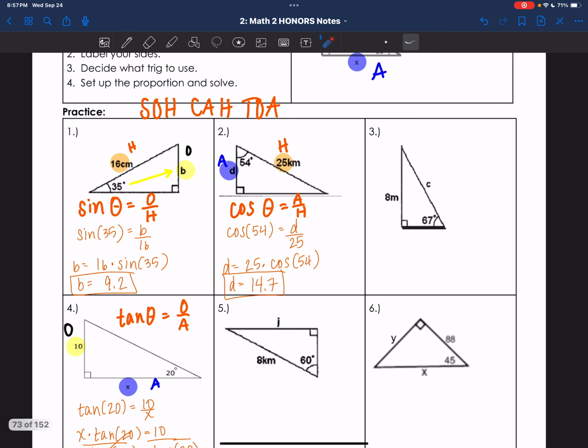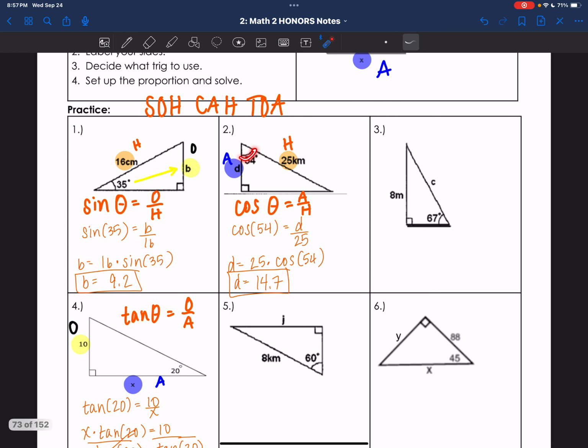Pretty easy. Here, it gives us this, which is your adjacent and your hypotenuse. Cosine uses adjacent and hypotenuse, so that's what we're going to do. Plug this in, and we say adjacent over hypotenuse. Set that up, cross multiply, and you'll get 25 times cosine of 54. Enter that into the calculator, and you get 14.7. Go ahead, try that one.